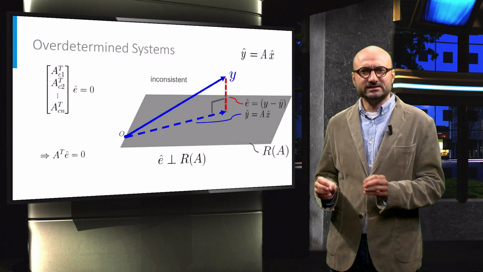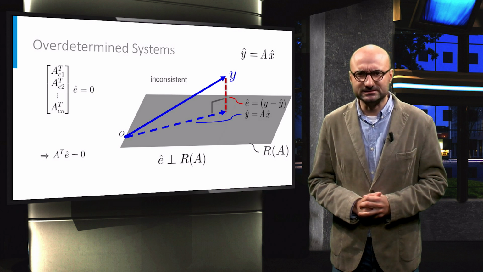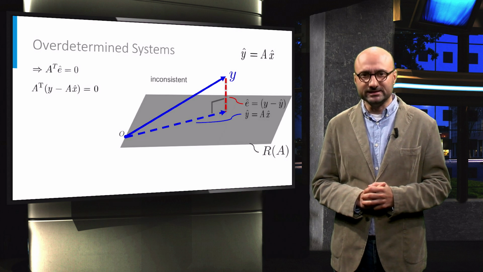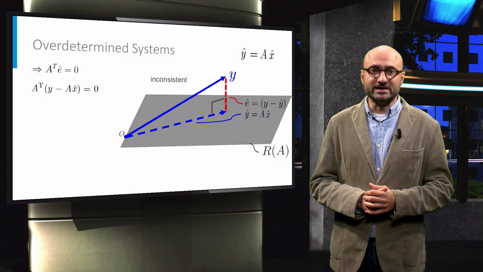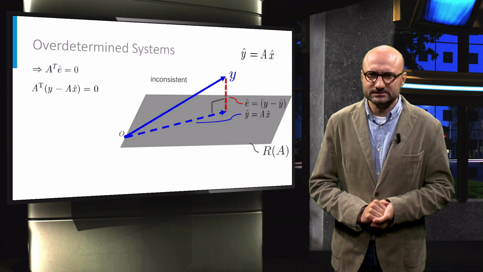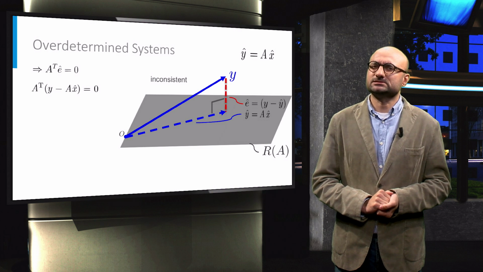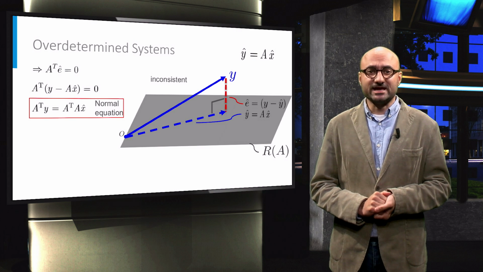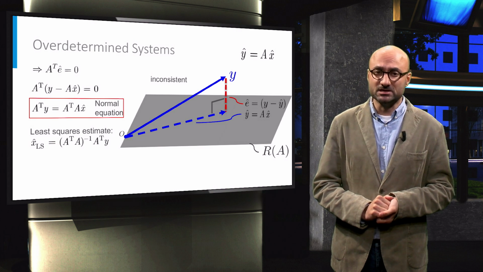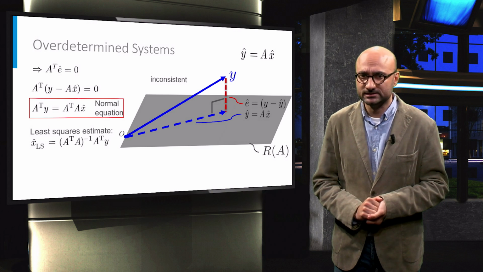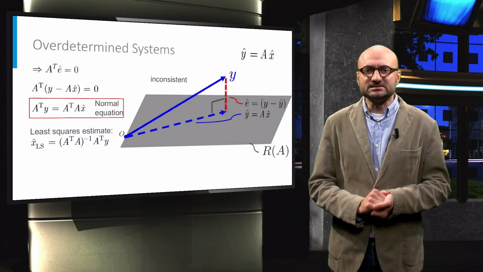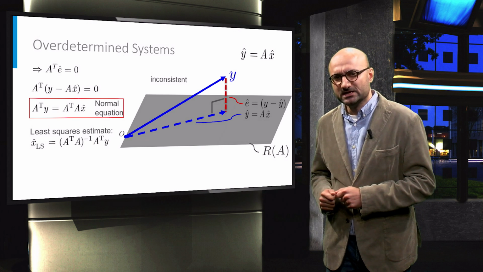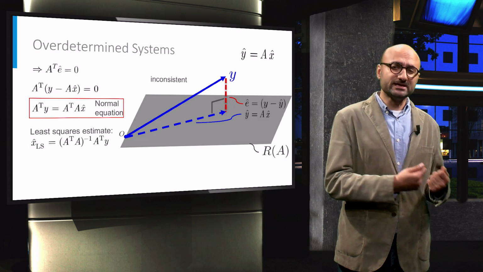Let's insert y minus A x hat into this equation as e hat. Then we get A transpose (y minus A x hat) equals 0. And finally, A transpose y equals A transpose A x hat. Do you remember this equation? This is actually the normal equation, whose solution is given by x hat equals the inverse of A transpose A multiplied by A transpose y. This is the least squares estimate of x. In fact, based on the orthogonality concept, we reached the equation of least squares again.